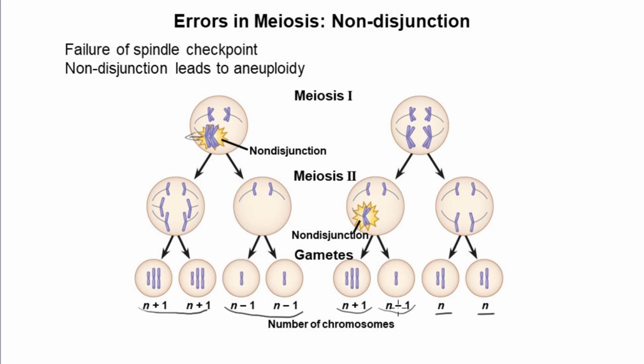When you have a non-disjunction like this and you end up with too many or too few chromosomes, that's a defect in chromosome number, which is called aneuploidy. Remember that ploidy refers to chromosome number. U means true, so aneuploidy means not true chromosome number. What would be the consequences to a human if this happens?